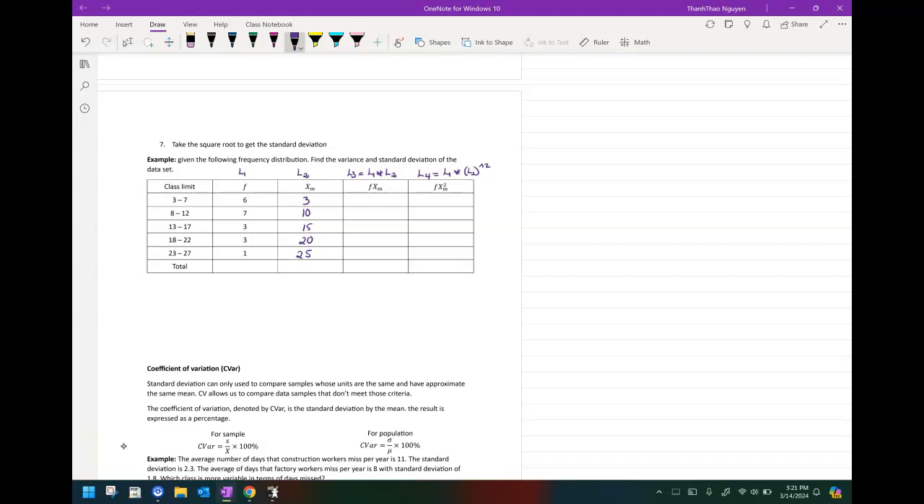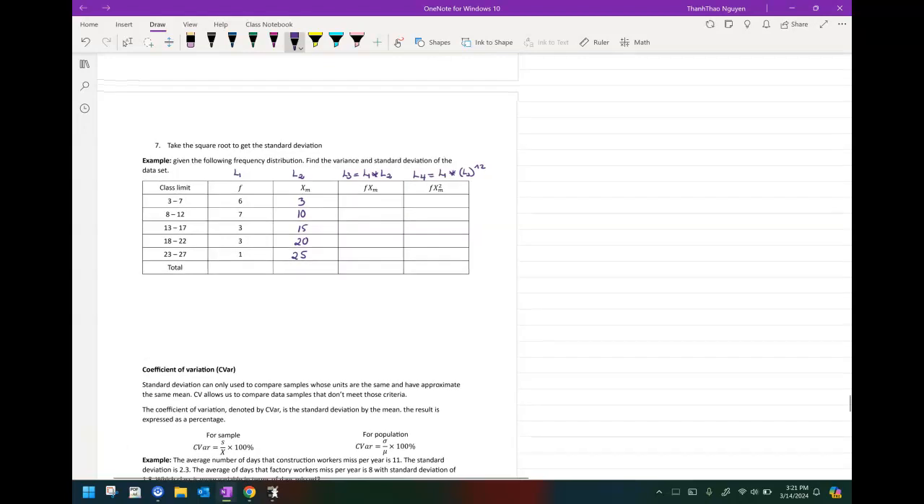When you enter that into your calculator, you get the following: 30, 70, 45, 60, 25, and we will calculate the total, 230. Here we get 150, 700, 675, 1200, 625. Again, the total here is 3350.